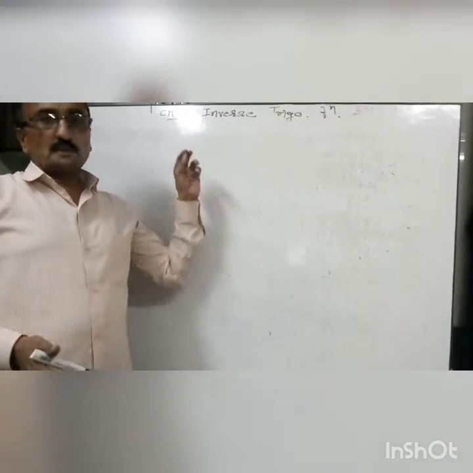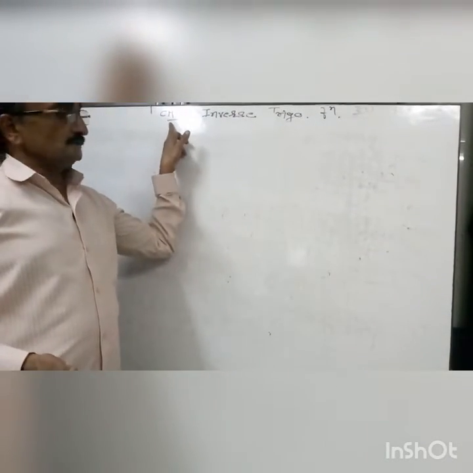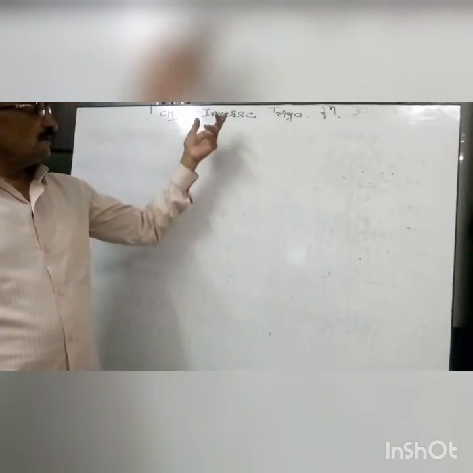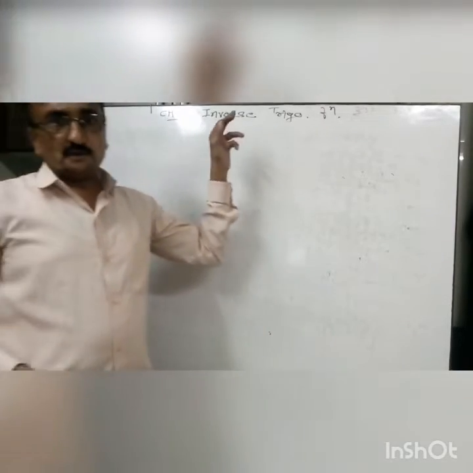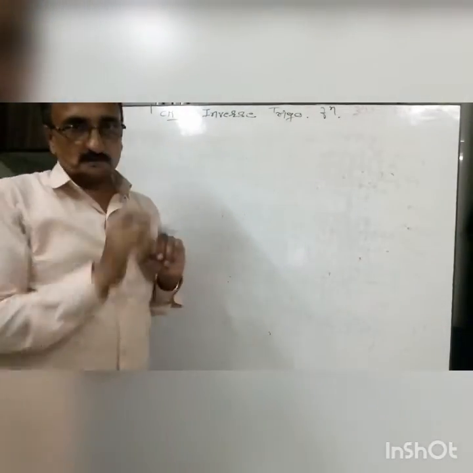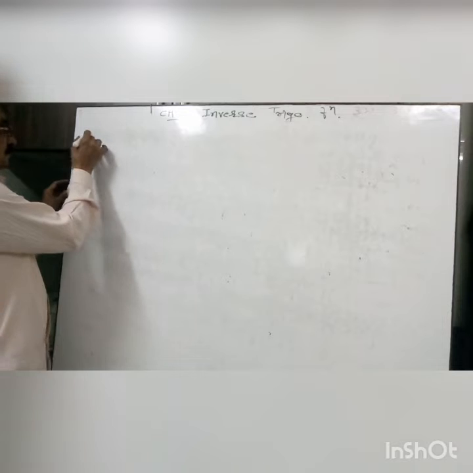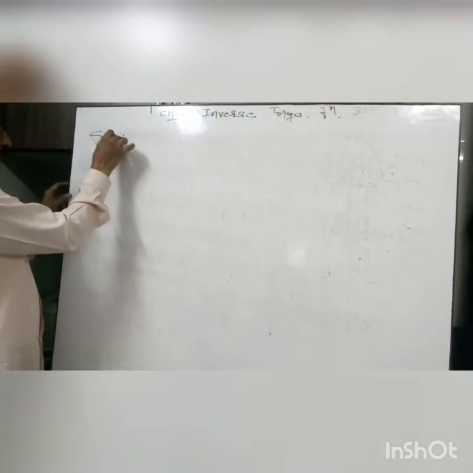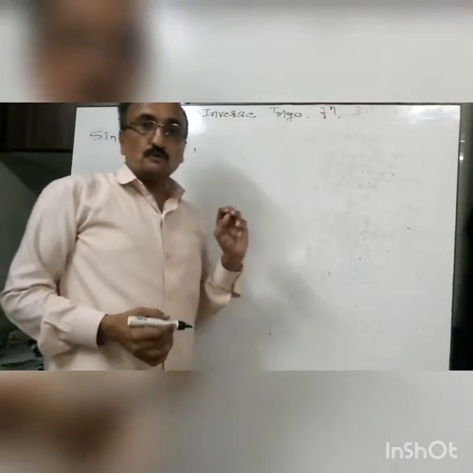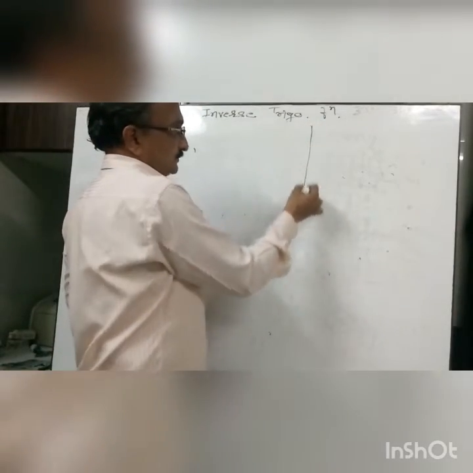Friends, here we discuss chapter number 2, inverse trigonometric functions. Students, you know that if a function is one-one and onto, then its inverse exists. Here, first we discuss the sine function. Sine is a function from R to R, and you also know about the graph of the sine function.